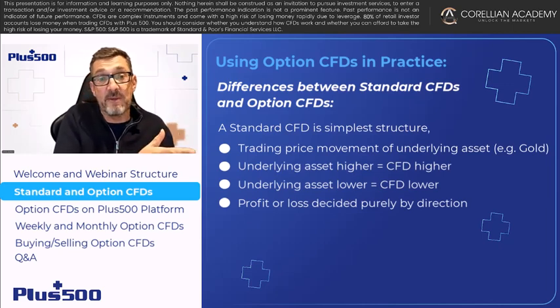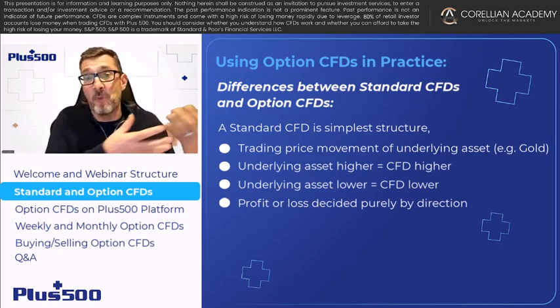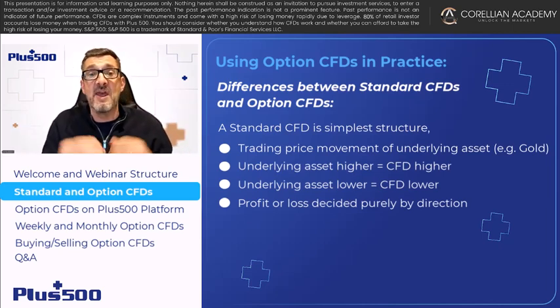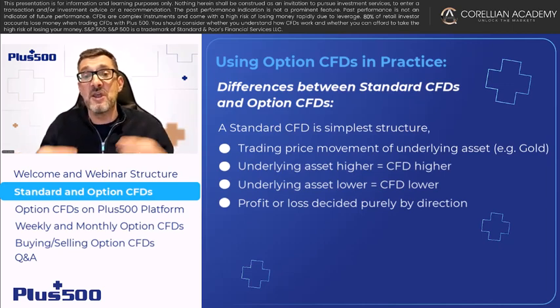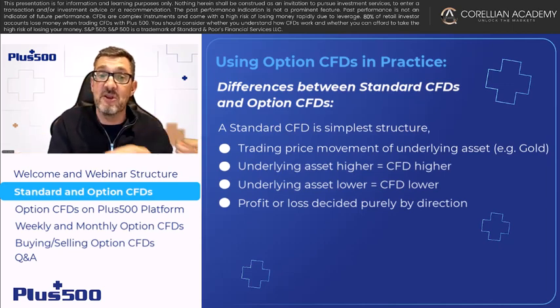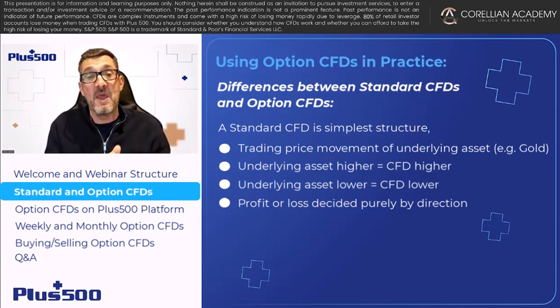Your profit or loss comes purely from direction. There is no volatility component, no time decay, no premium behavior to interpret. It's pure directional exposure. And because you're using margin, you can control a larger position with a smaller initial outlay. But the mechanics remain simple. Your P&L is driven by the underlying asset and nothing else.